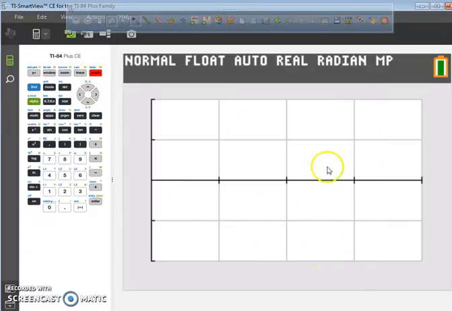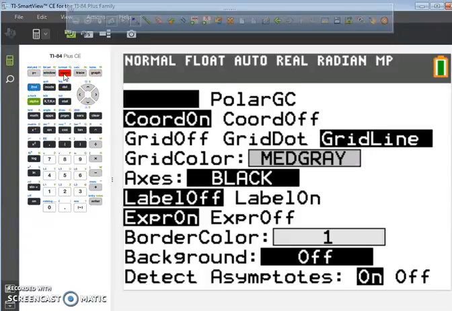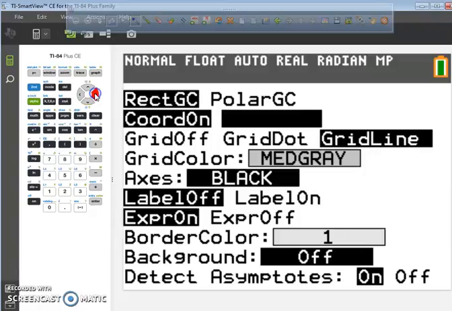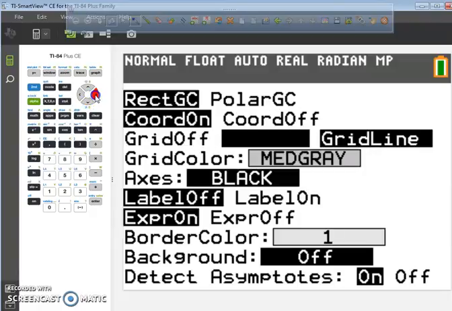Now, if you don't see grid lines on your graph, then what you need to do is go to second zoom. You have what? So go to grid line, you can hit grid line, and that'll give you grid.